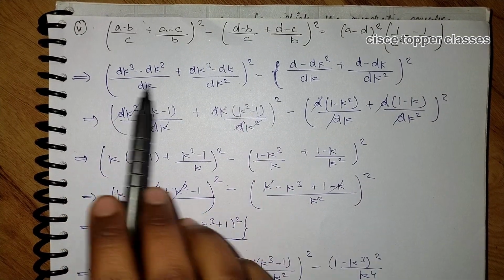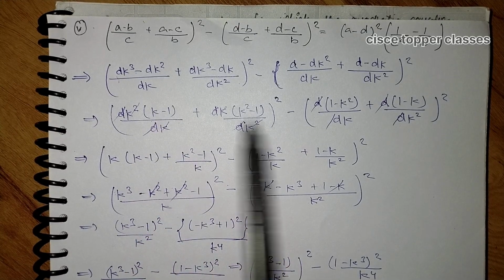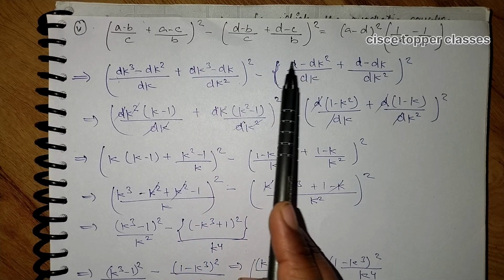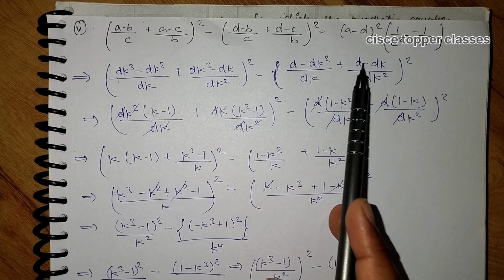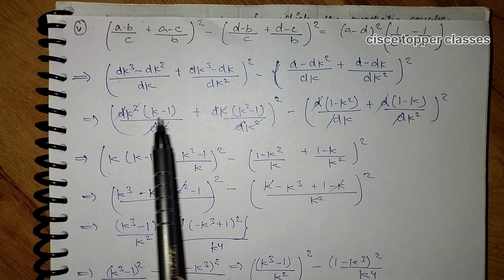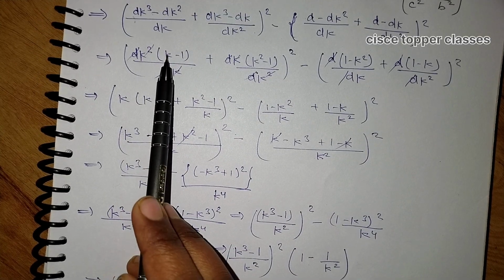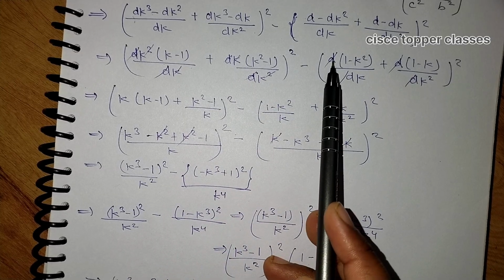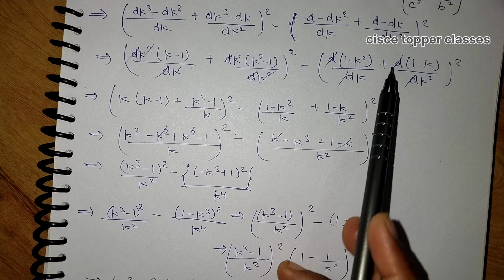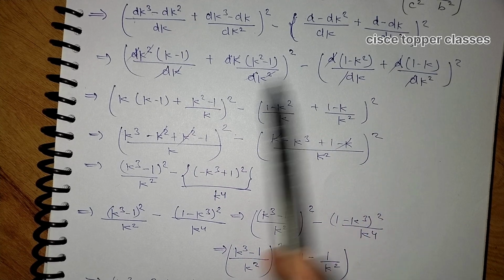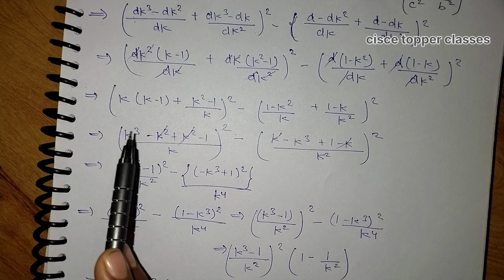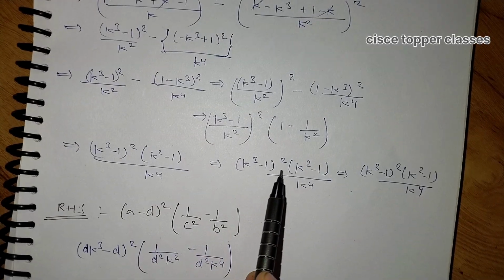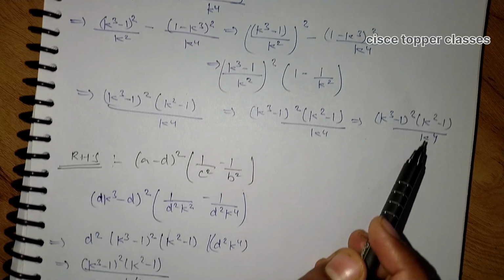Again we will write the terms here in the LHS part in dk form. So here (dk cube minus dk square upon dk cube minus dk) by (dk square) whole square, (d minus dk square by dk plus d minus dk by dk) whole square. It will become dk square common, (k minus 1) upon dk plus dk, (k square minus 1) upon dk square, whole square, minus d common (1 minus k square) upon dk plus d (1 minus k) upon dk square, whole square. Taking common and solving, we will put the terms here in k. So this is in k, and here we can write in the last (k cube minus 1) whole square into (k square minus 1) upon k to the power 4.